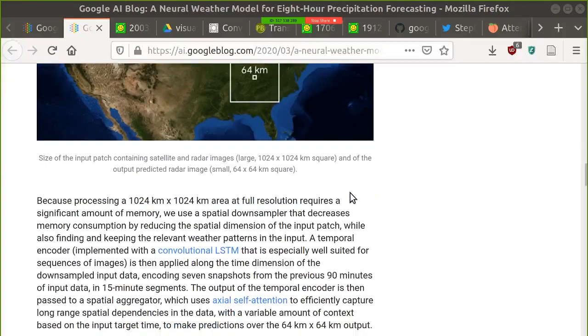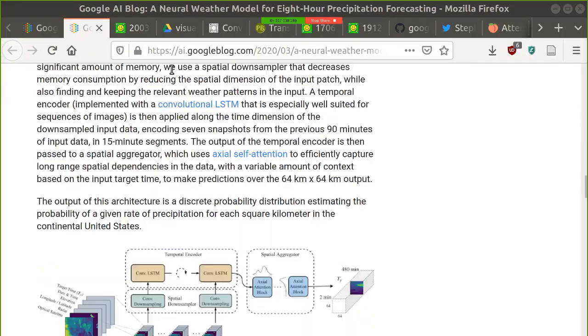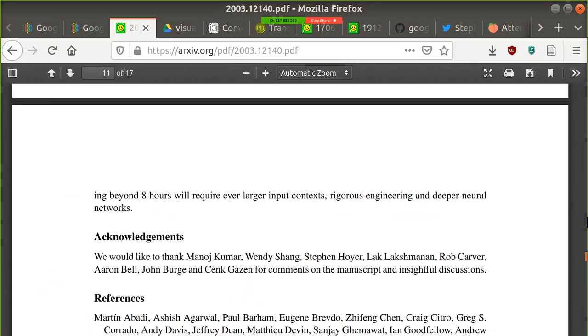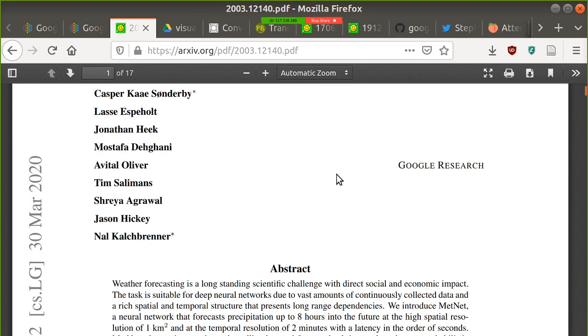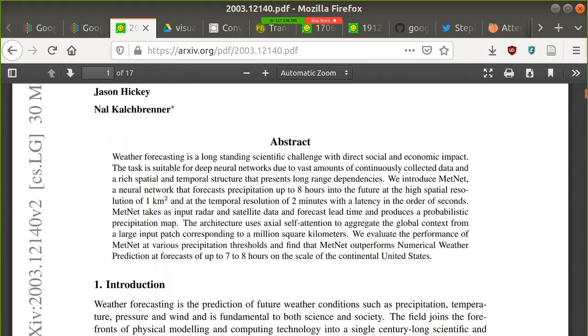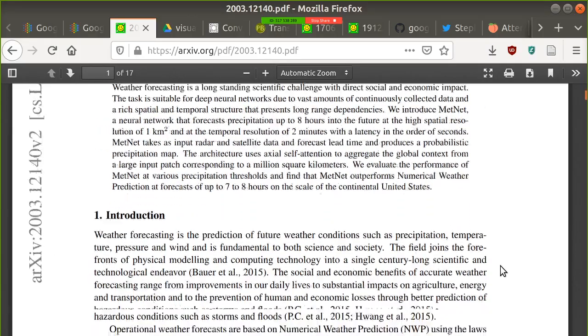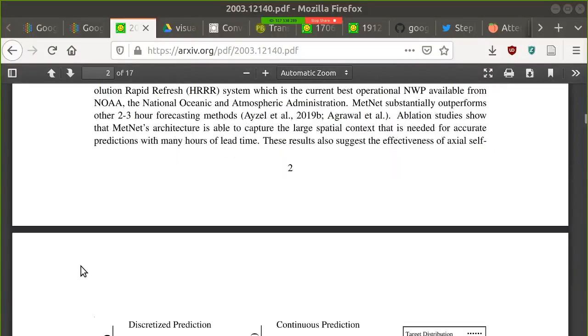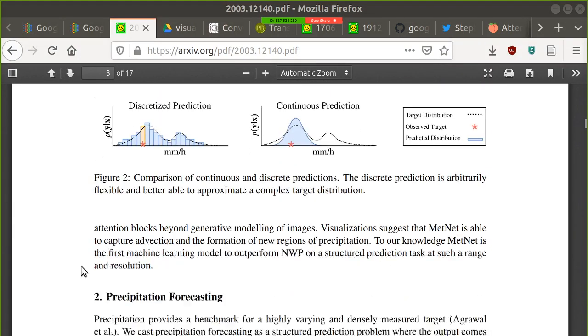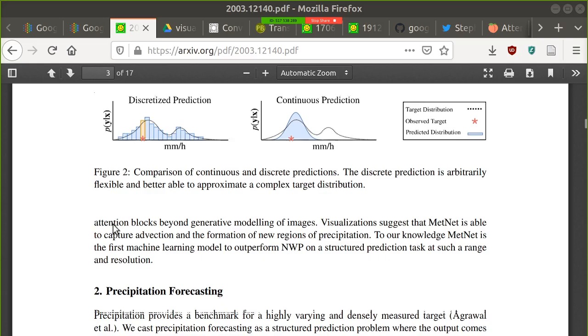So what they compare to, generally their benchmark, let me switch to the main paper here. They're compared to deterministic numerical weather prediction using a physics-based simulator. In particular, they're comparing to this High-Resolution Rapid Refresh system from the National Oceanic and Atmospheric Administration.